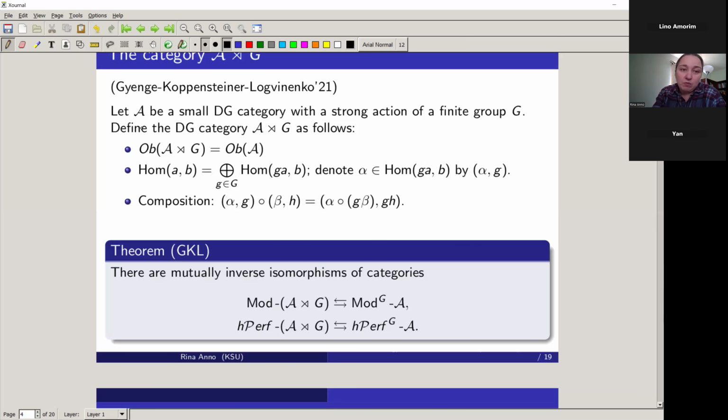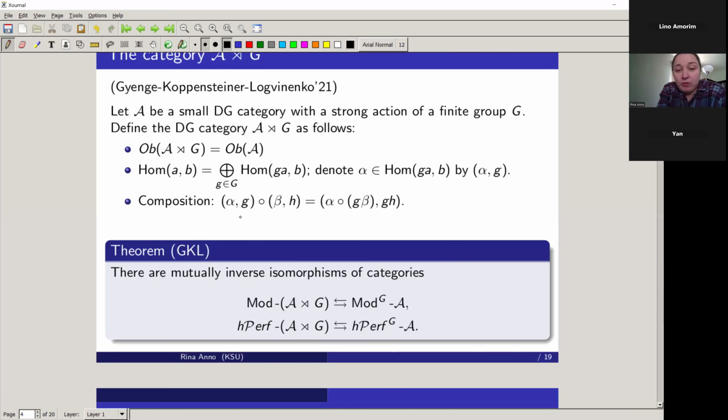They define this DG category as a category where objects are the same as objects of A, and homs from A to B are generated by pairs of an element g of G and alpha in Hom from gA to B. When you compose two such pairs, (alpha, g) composed with (beta, h), as g goes through, it acts on beta. So it's alpha composed with g(beta), comma gh.